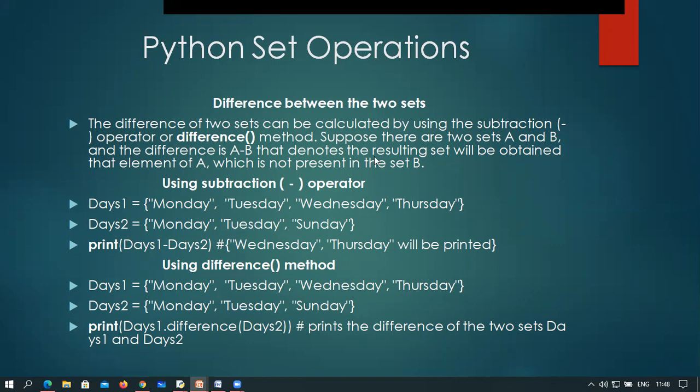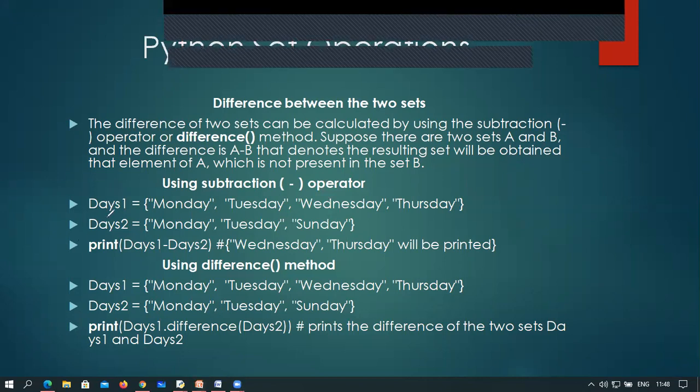Okay, next one is the difference between two sets. You can call it the difference operator, or the subtraction operator. Suppose you have days 1 and days 2 sets, and I'm writing just days 1 minus days 2. What will it be doing? Anyone who can tell me? Okay, it will print those elements of days 1 that are not present in days 2.